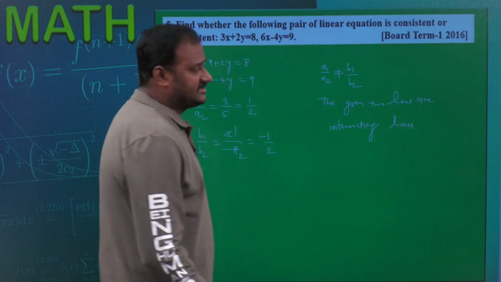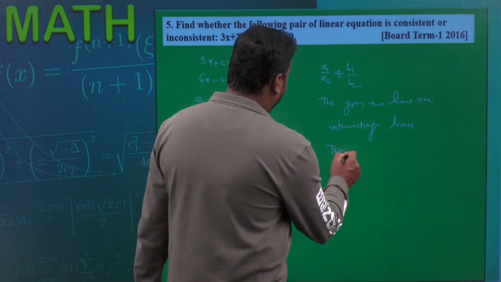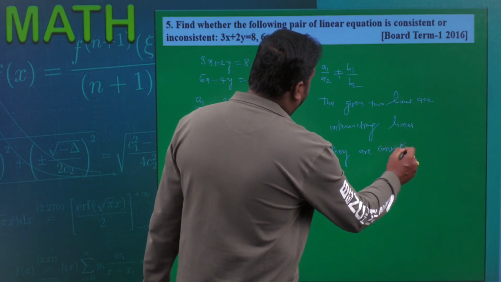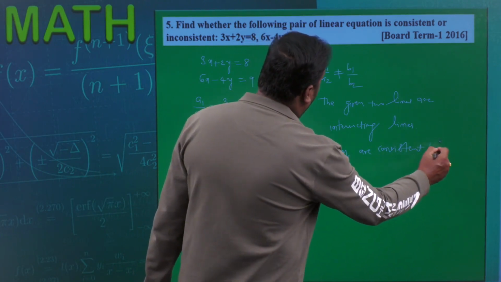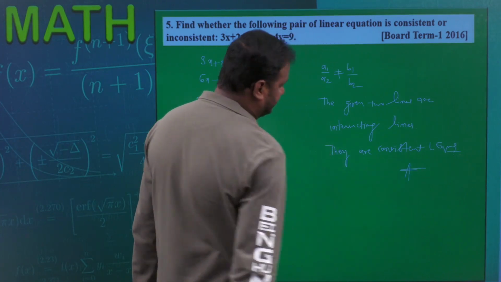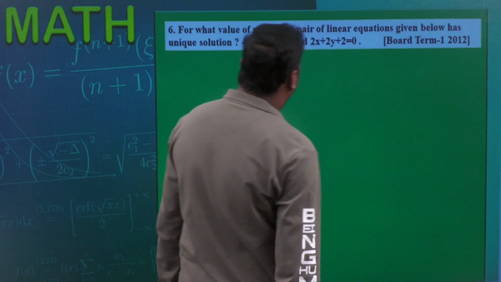So are intersecting lines consistent or inconsistent? They are consistent. Therefore, they are consistent linear equations. So this way we can answer the problem. So moving on to the next problem.